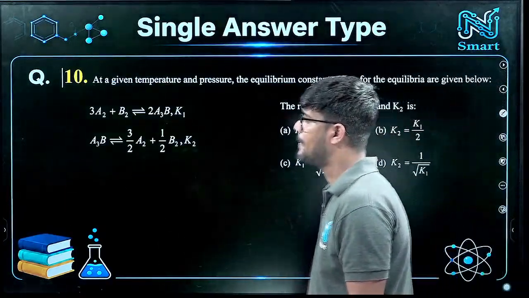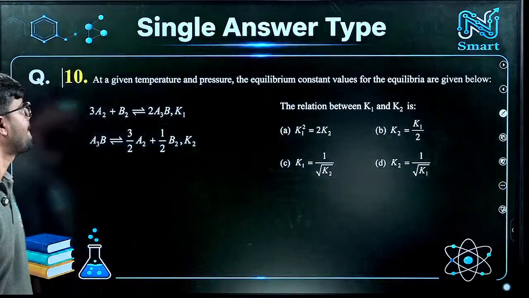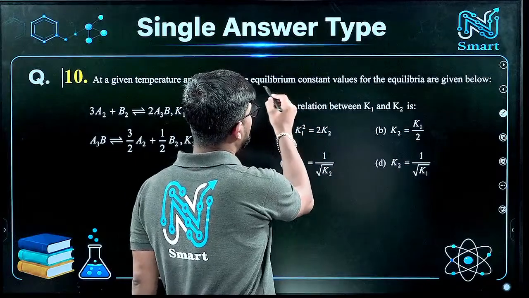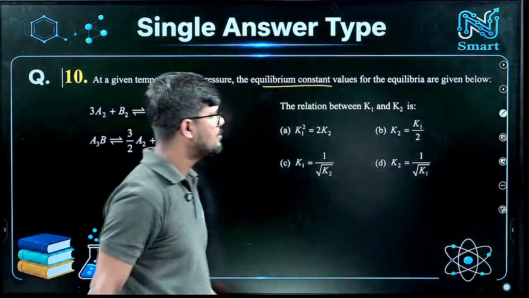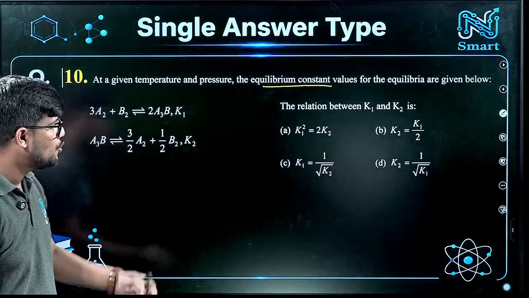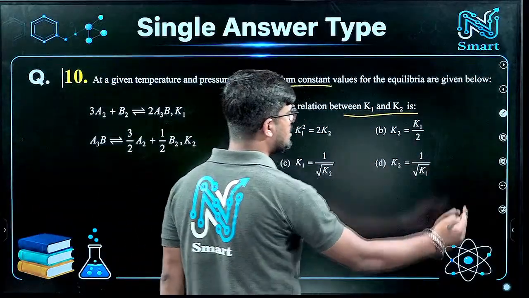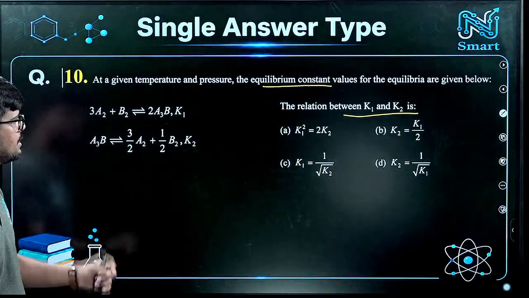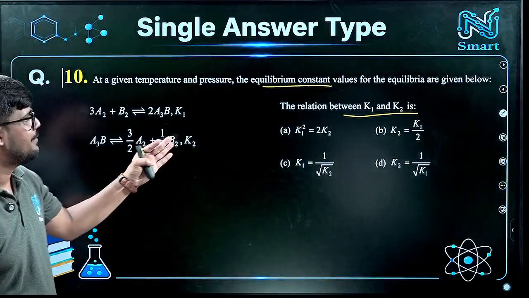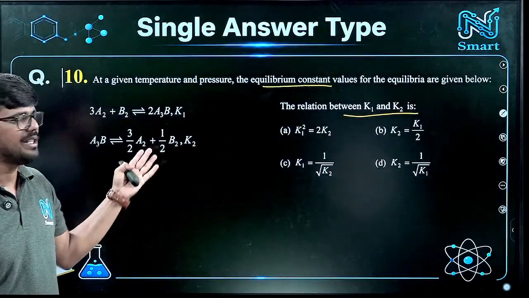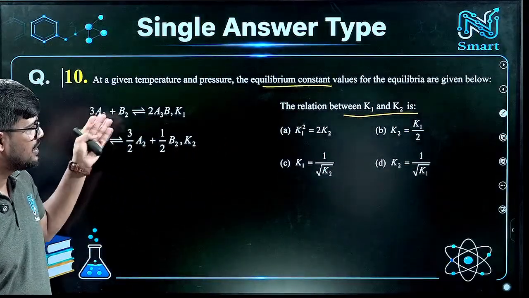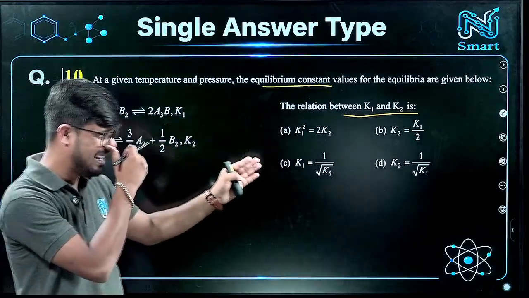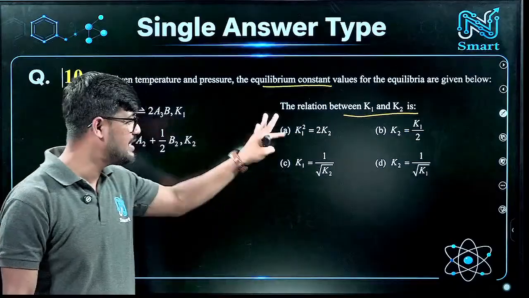Next, this question. Can you solve this question? At a given temperature and pressure, the equilibrium constant values of the equilibria are given. So the correct relation between K1 and K2, they are asking. How will we get that? These two equations are given. So if you see from outside, you may think, अरे बाप रे ये बहुत ज़्यादा difficult question होगा क्योंकि इतना chemical equations, equilibrium, this type of things are there. But it is very easy.